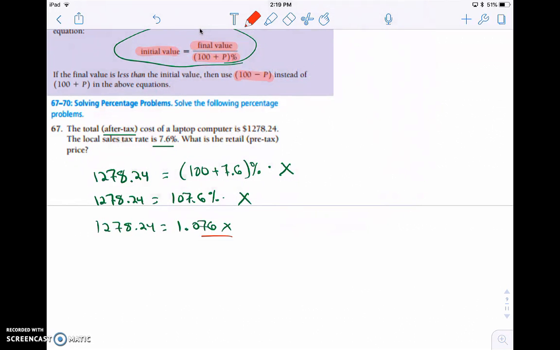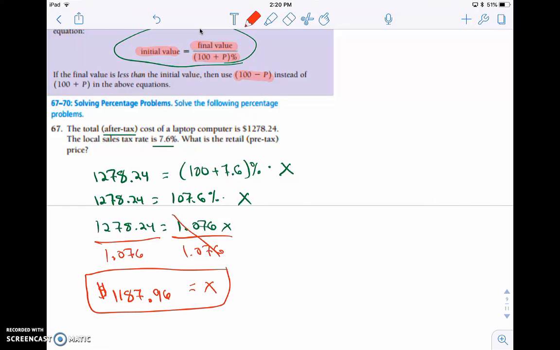And then to solve for x, we're going to divide by 1.076. Cancel this out there. So I'm going to have x equals, and when I do that out to the nearest penny, I get $1,187.96. So that is the original or initial price of the laptop without taxes. So that's the pre-tax price.